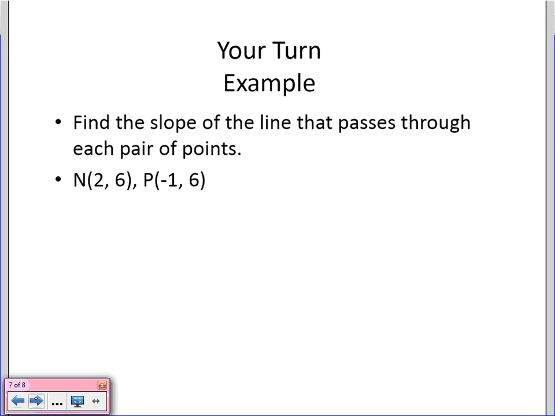Okay, now here's your turn. I'd like you to try this one as best you can and replay me when you're ready for the answer.